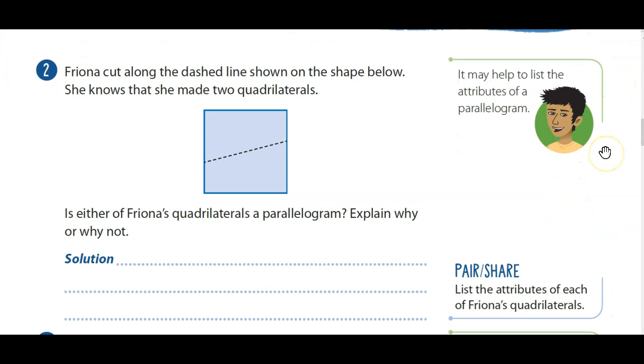Number 2 says Fiona cut along the dashed line shown on the shape below. She made 2 quadrilaterals. Is either of Fiona's quadrilaterals a parallelogram? Actually, yes. So she cut hers across like this. That means this side is parallel to this side. And then on the shape on the bottom, this side is parallel to this side. So yes, it is a parallelogram. At least one side is parallel.